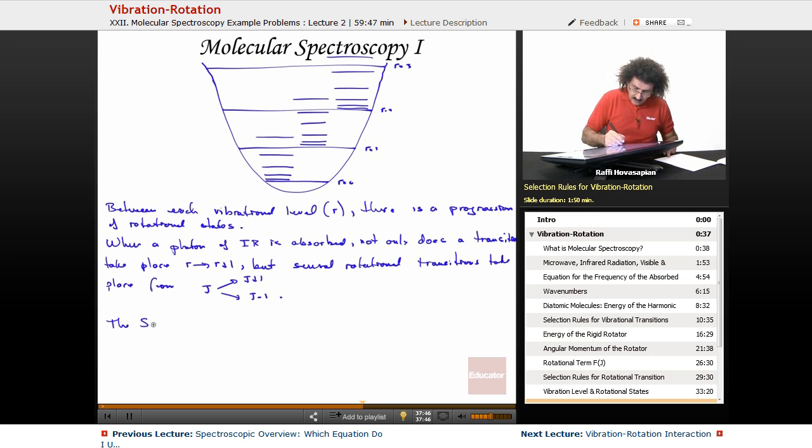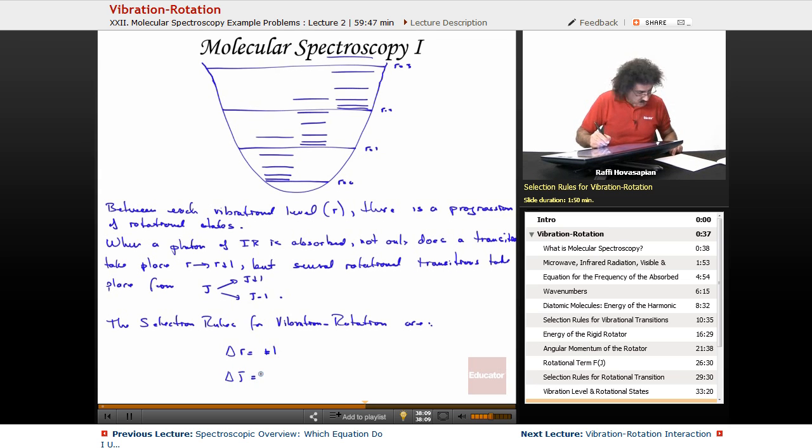So the selection rules for vibration rotation are, well, we've already said it. Delta R equals plus or minus 1. Delta J equals plus or minus 1. If R is plus 1, that means it's going from a lower to a higher state. That's absorption. If R is minus 1, that means it's coming from a higher to a lower state. That's emission. That's all that means.